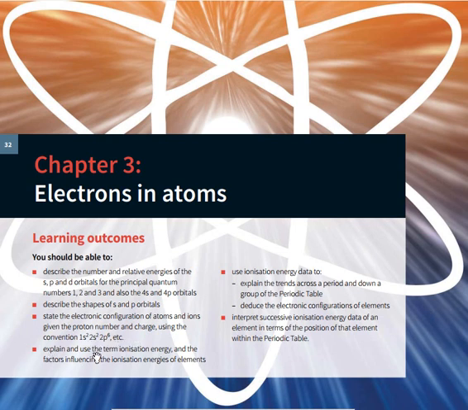Then explain and use the term ionization energy and the factors influencing the ionization energy of an element. Use ionization energy data to explain the trend across the periodic table and down a group of the periodic table. Deduce the electronic configuration of elements. Interpret successive ionization energy data of an element in terms of the position of that element within the periodic table. Okay, so these are the different learning outcomes.